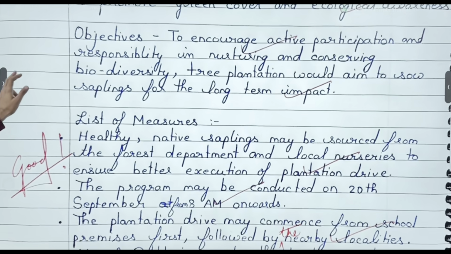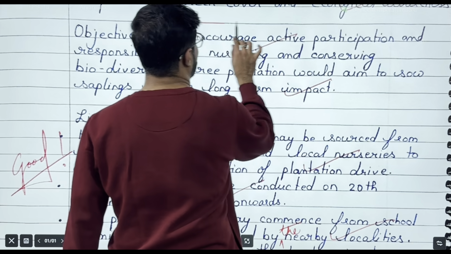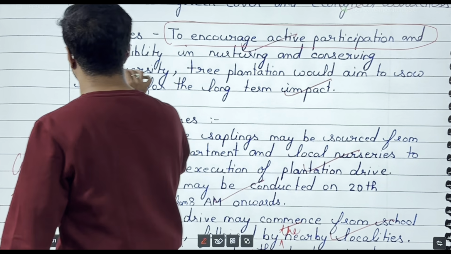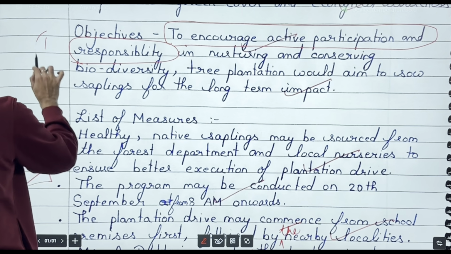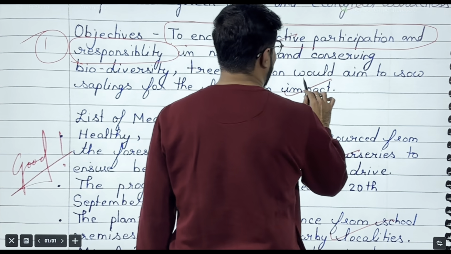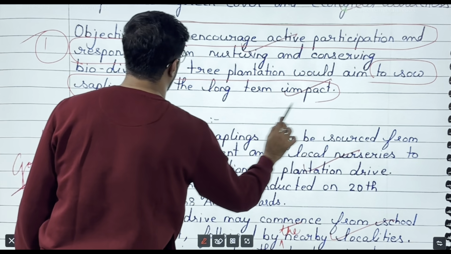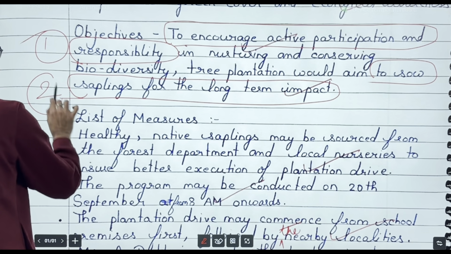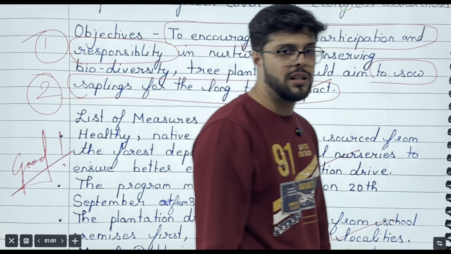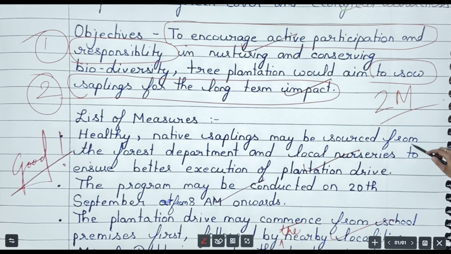Second, objective: to encourage active participation and responsibility. Point number 1, in nurturing and conserving biodiversity, tree plantation would aim to sow. Point number 2, saplings for the long term impact, for the long term environmental protection. So यहाँ पे भी 2 point लिखा है. Here she gets your 2 marks. Two distinct points from the introduction.